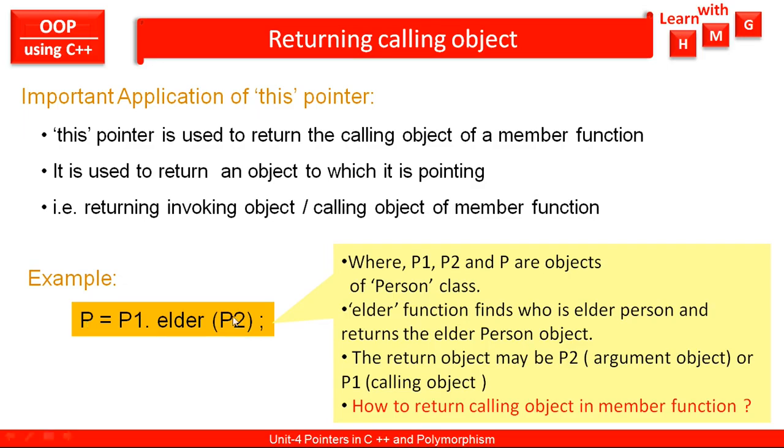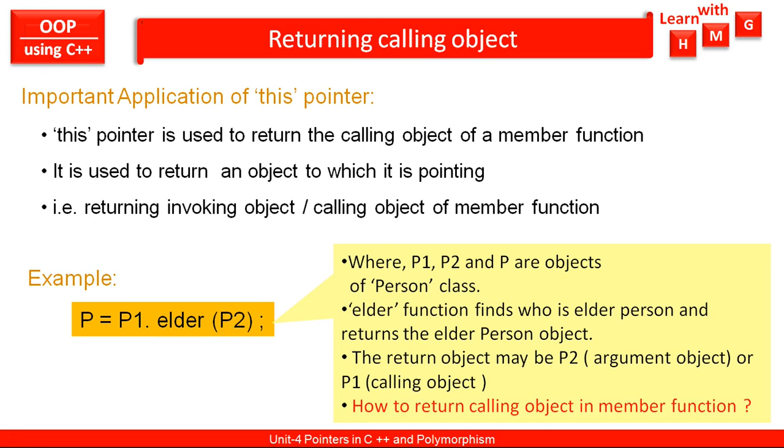So this elder function accepts one object, that is P2, as an argument, and the elder function is called by the object P1. The returned object may be P2, that is the argument object, or P1, that is the calling object. Out of P1 and P2, P1 is the calling object because it is calling the elder function using the dot operator, and P2 is known as the argument object because it is passed as an argument to the elder function.